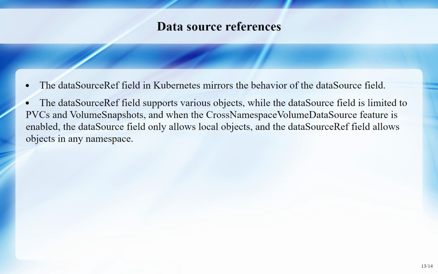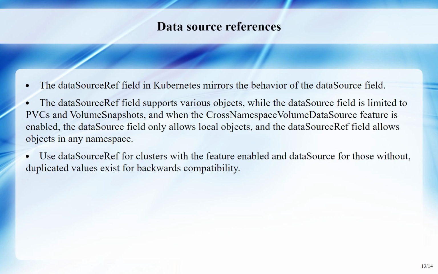The dataSourceRef field allows for different types of objects, whereas the dataSource field only allows PVCs and volume snapshots. When the cross-namespace volume data source feature is enabled, the dataSource field only allows local objects, while the dataSourceRef field allows objects in any namespace. It is recommended to use the dataSourceRef field on clusters with this feature enabled, and the dataSource field on those without. The duplicated values with different semantics exist for backwards compatibility.